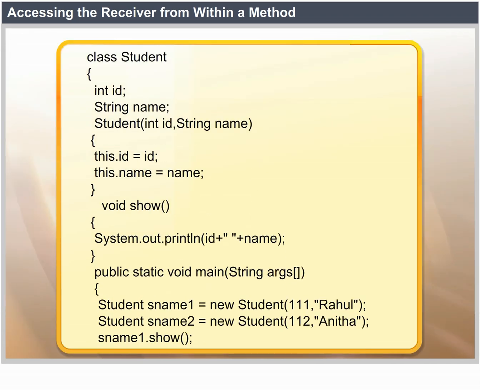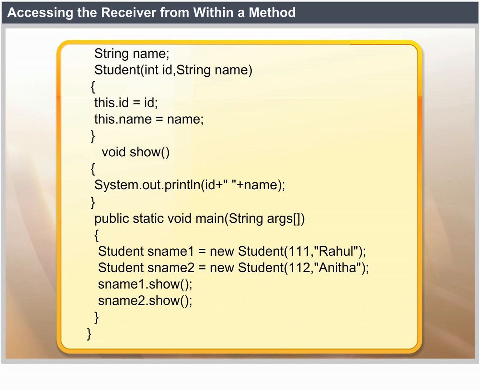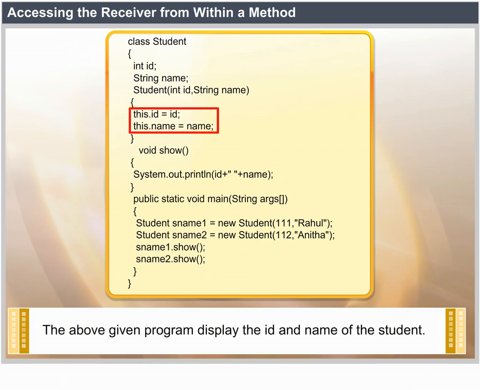class Student { Student(int id, String name) { this.id = id; this.name = name; } void show() { System.out.println(id + name); } public static void main(String[] args) { Student sname1 = new Student(111, Rahul); Student sname2 = new Student(112, Anita); sname1.show(); sname2.show(); } } The above given program simply displays the ID and name of the student.